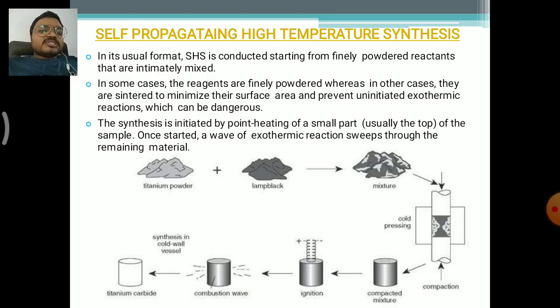So once the process is started, a wave of exothermic reaction sweeps through the remaining material and the heating is done to powder. So we can see we are taking here this titanium powder plus lamp black. Lamp black is a sand we are used for, and titanium powder is mixed with the lamp black and it is combined to form a mixture there.